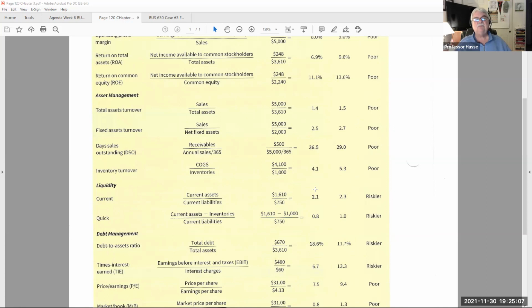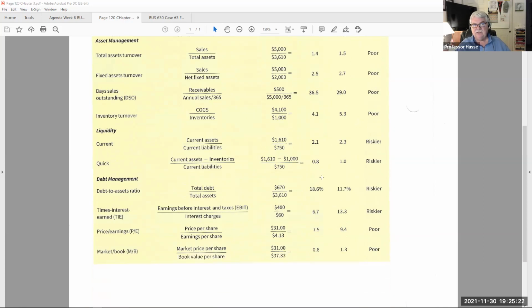So these indicators talk about how you manage your assets, in relationship to sales, receivables, cost of goods sold, and inventory. Asset management is this section. Then we have the liquidity section.